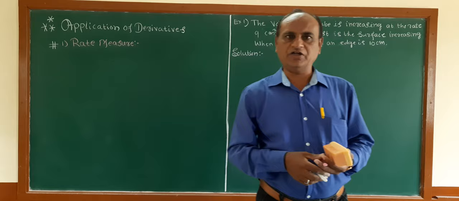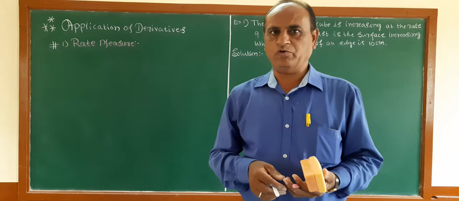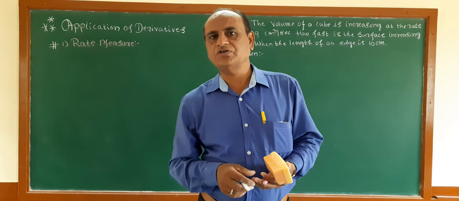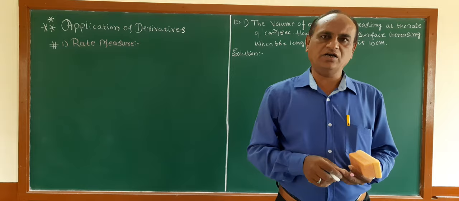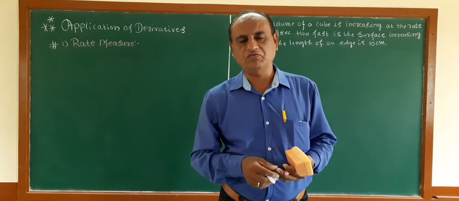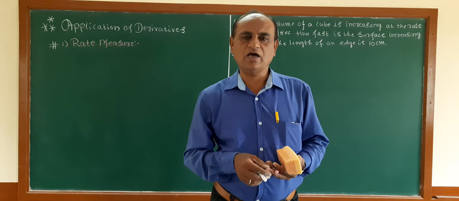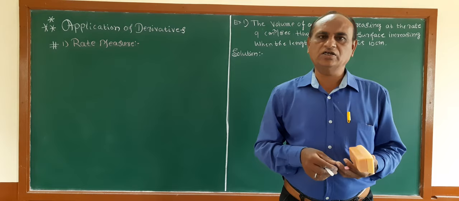In application of the derivative, there are five important points. First point, rate measure. Second one is equation of the tangent and the normal. Third point is increasing and decreasing function. Fourth point is maximum and minimum value of a function. And the fifth point is approximate calculation, calculating the error, approximation. So these are the five points in the application of derivatives.